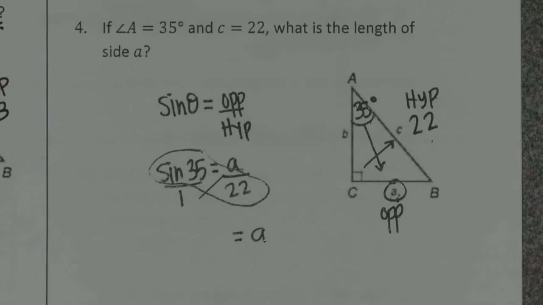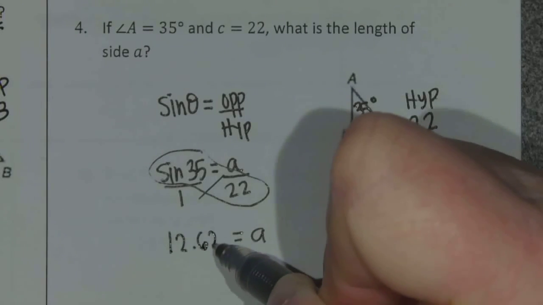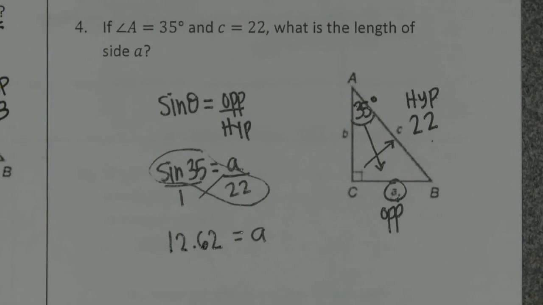So 12.61? 12.62. 12.62 for our answer for the side of A. Does that make sense how I use those trig functions again to solve for that?